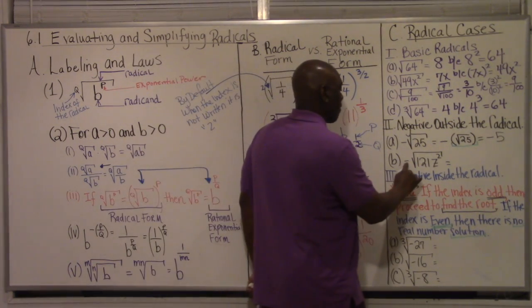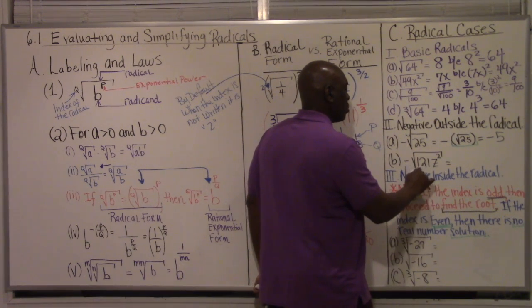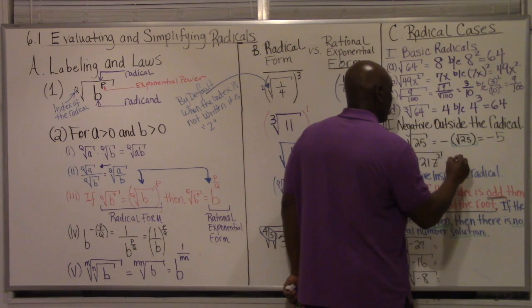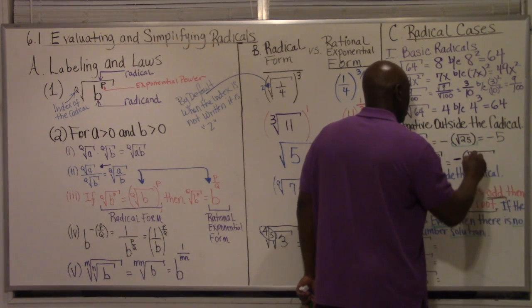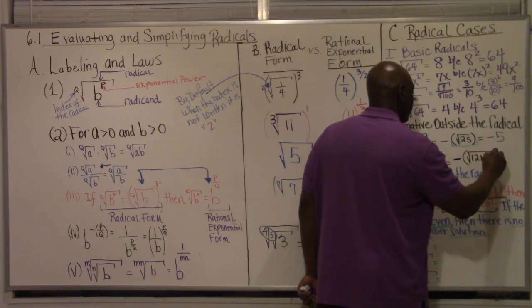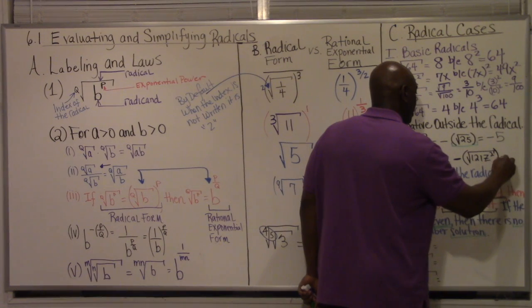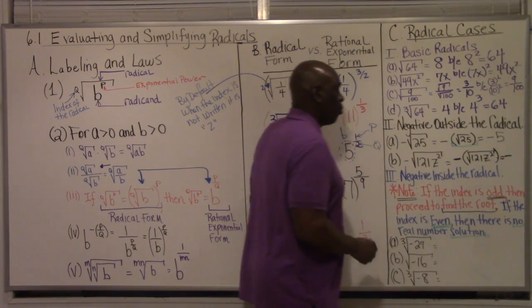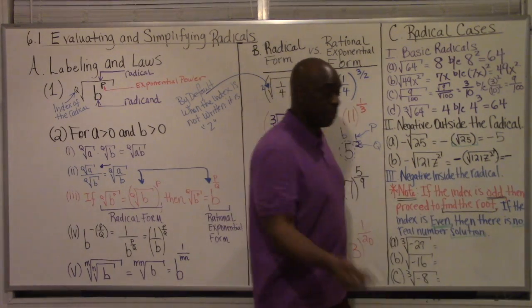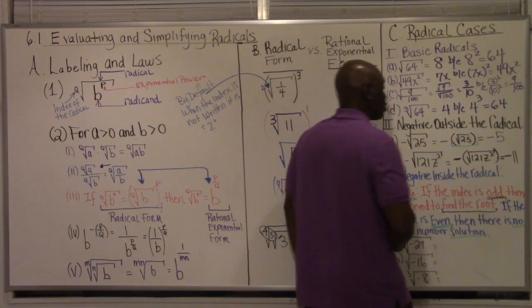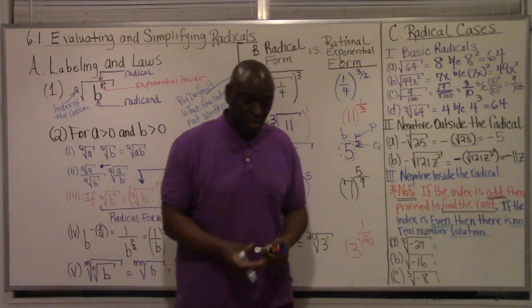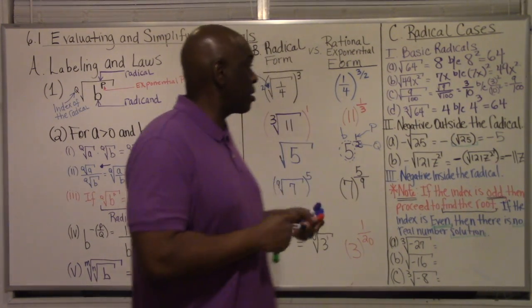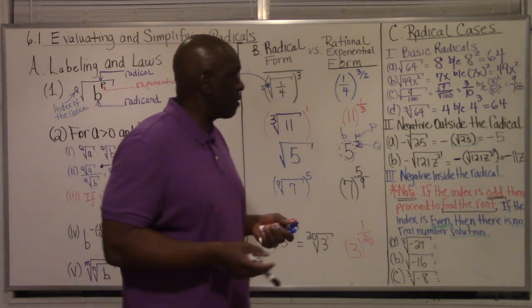In like manner, the negative square root of 121z squared. Well, that's going to equal the negative of the square root of 121z squared, which equals negative. Well, what's the square root of 121? 11. And what's the square root of z squared? z. And there you go, negative 11z is the answer. Okay, are there any questions about those? Any questions about that?